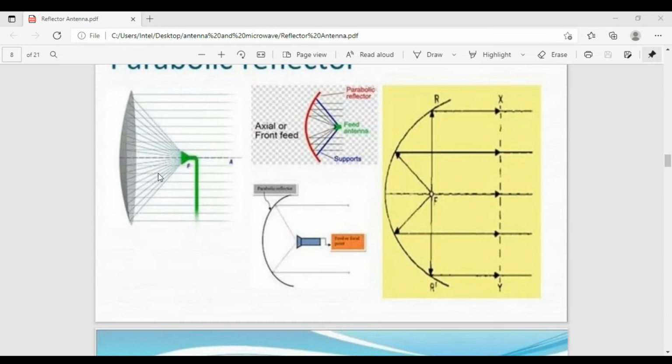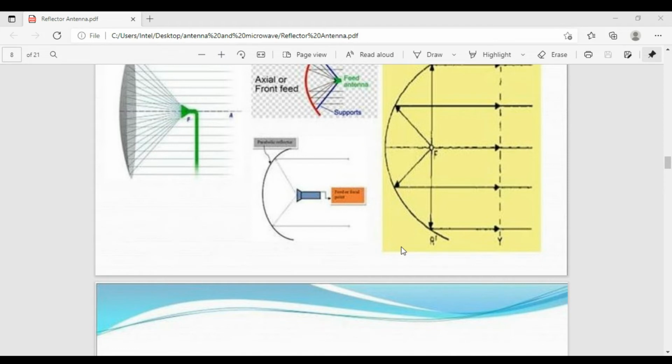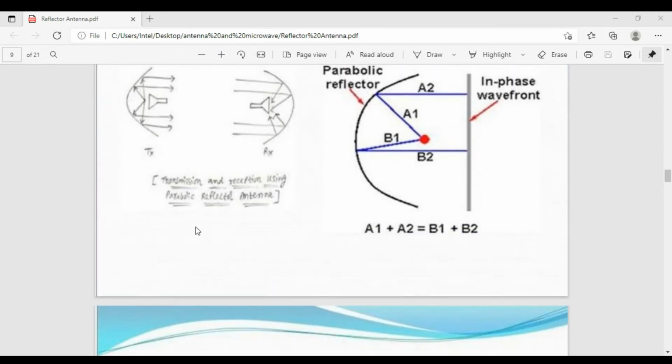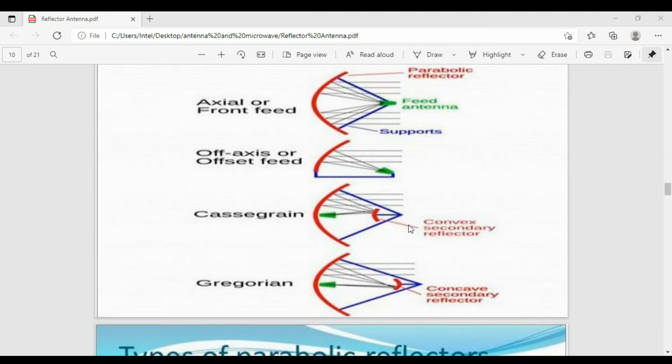Then the parabolic reflector, it is one type of reflector antenna. This is the parabolic reflector, and the horn antenna is the primary antenna. These diagrams show how we get the signal, the transmission and reflection using a parabolic reflector antenna. It should be located where the primary antenna can be located, and that is known as the feed antenna.